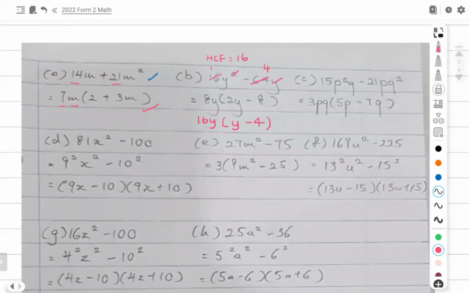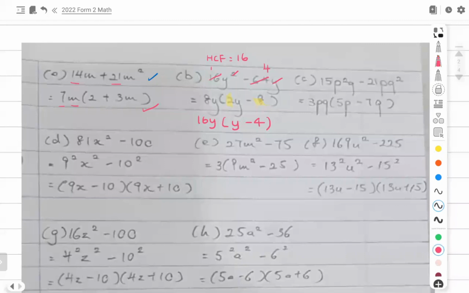Okay, so once you have your answer, 8y times 2y minus 8, right? You look at it, you check the number. If it still can be divided, then you divide again. No problem, then you just change your answer. So it will be 16y times y minus 4 after factorization.